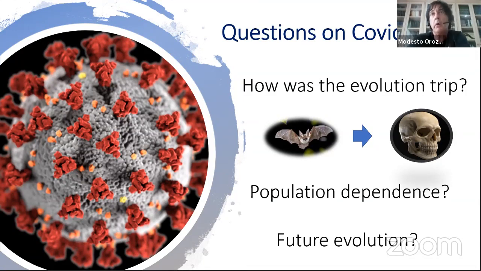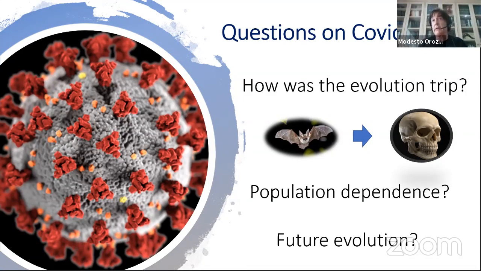For example, how was the evolution? What were the steps that a virus that was happily in a bat followed to arrive in humans? Globally, there were not many mutations, but locally in the infection point, in the ACE2 protein, there were a large number of mutations. How did this happen? What is the population dependence? How do different populations with a different genotype react against the virus, against infection? And what is going to be the future evolution of the virus?